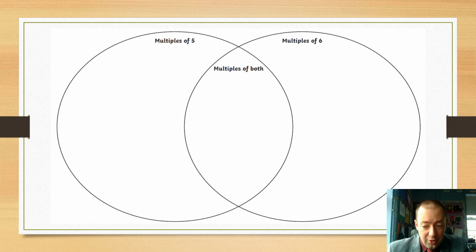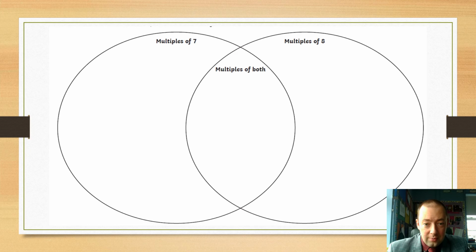Here is the second one that I'm asking you to draw. This one is multiples of 5, multiples of 6, and of course in the middle multiples of both. Remember, any numbers that don't fit into the categories go outside both circles. And here's the third one I'm asking you to draw. Multiples of 7 and multiples of 8. And in the middle, multiples of both.